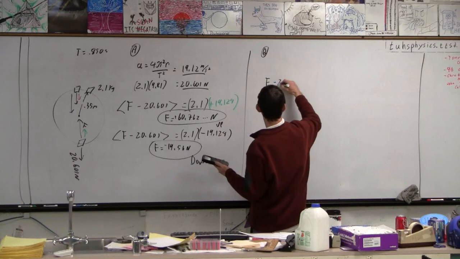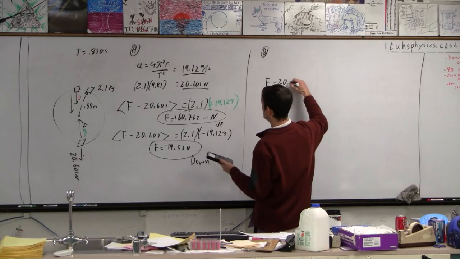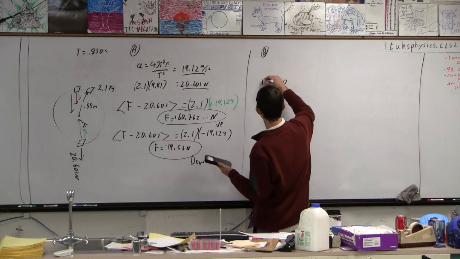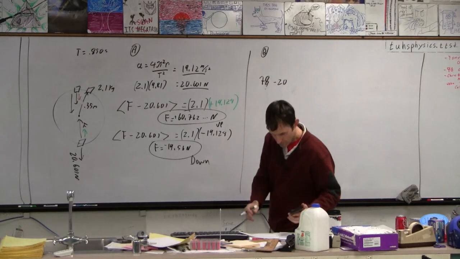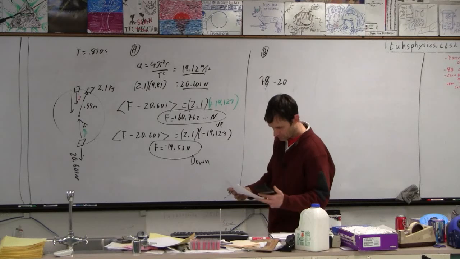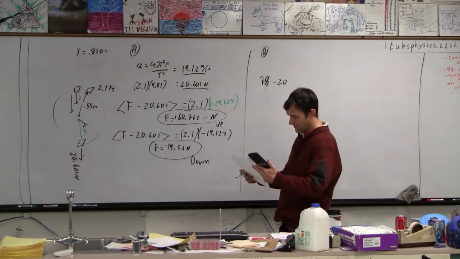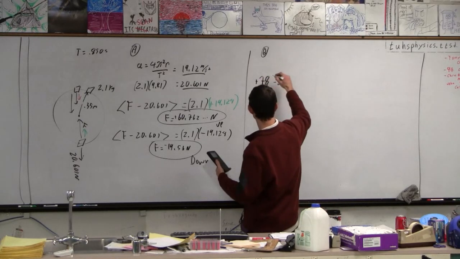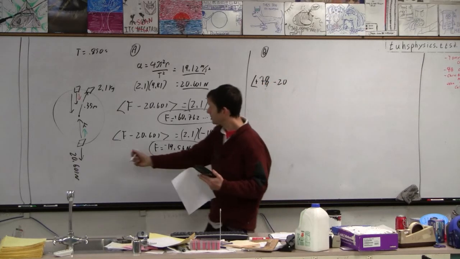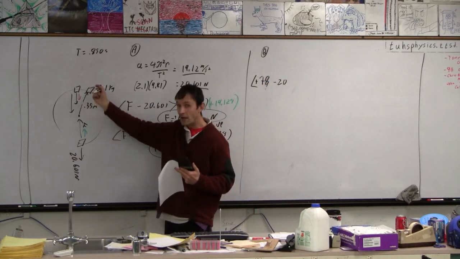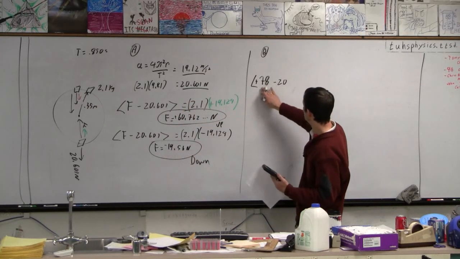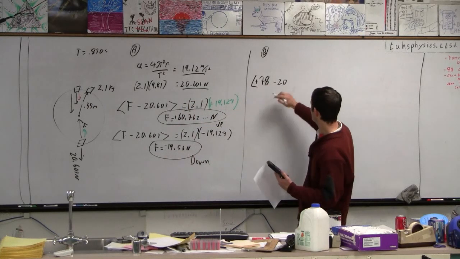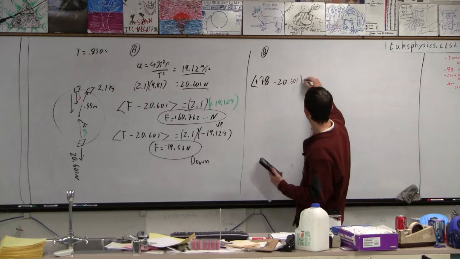We've got force minus 20.601. Oh wait, we know the force, right? The force is 78 newtons. So this is upward 78 newtons, because at the bottom you are pulling up. At the top you would be pulling down. So just be mindful of that, right? But at the bottom, this guy's a positive one, minus 20.601.